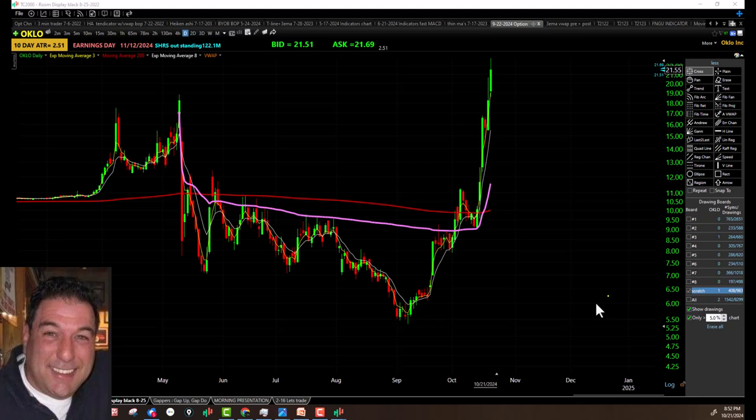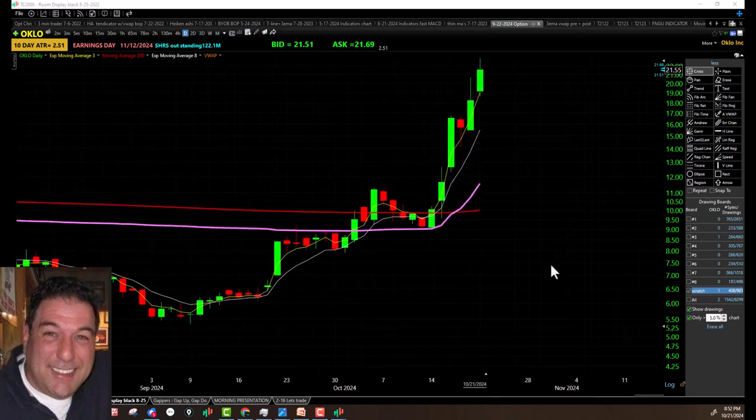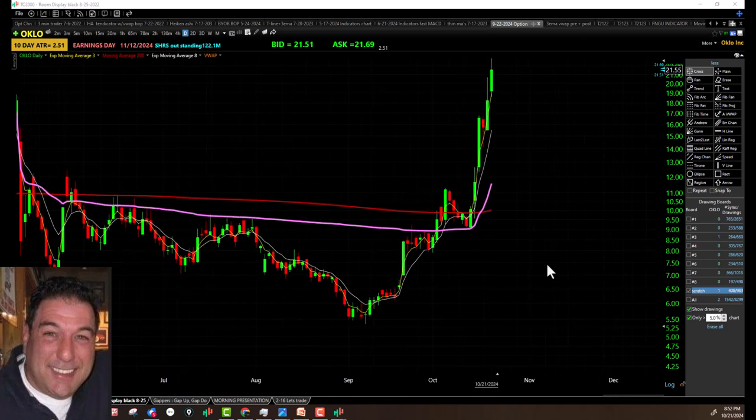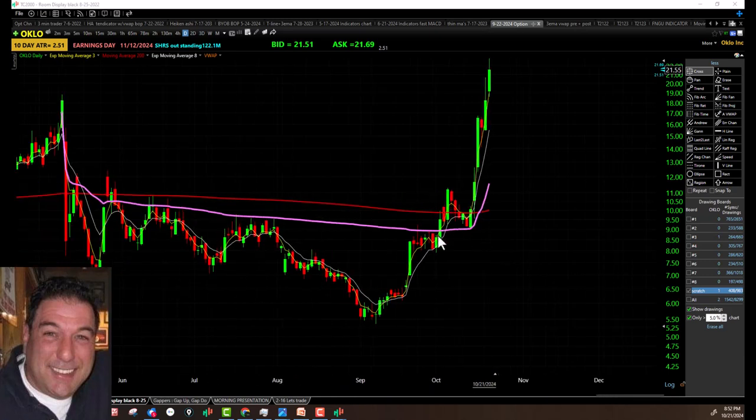So there you go. That's OKLO. I hope I answered everyone's questions. You guys see how I do the buy box? You see this? Price breaks out right there. So my buy box, as price breaks out, green erases red.